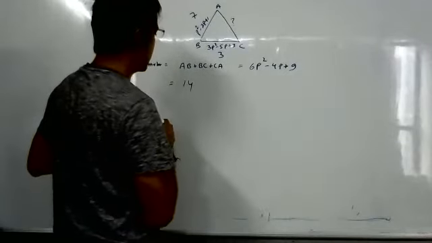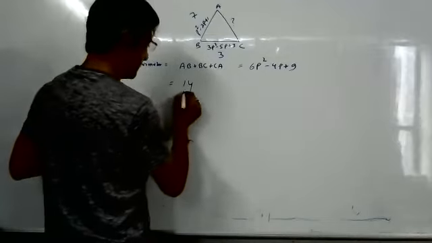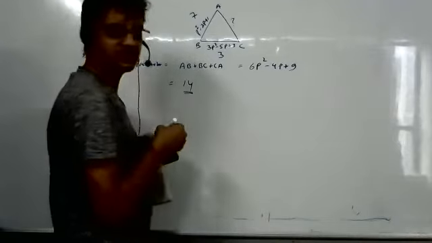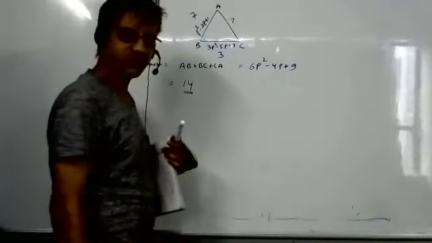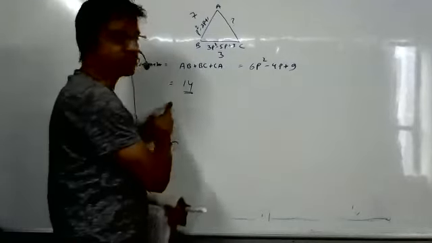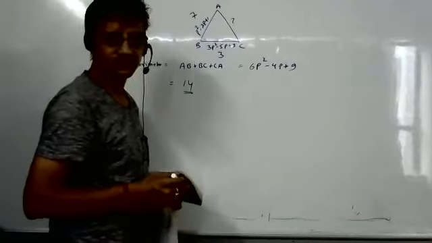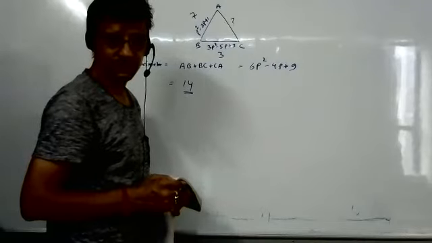Why? How did you find it? First we added AB and BC. Then we subtracted it from the perimeter. So what is here? Yes, sir. Got it? Can you do it by yourself? Anyone has a problem in this question and not able to solve? Okay.